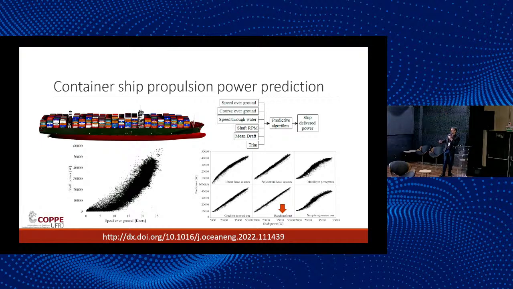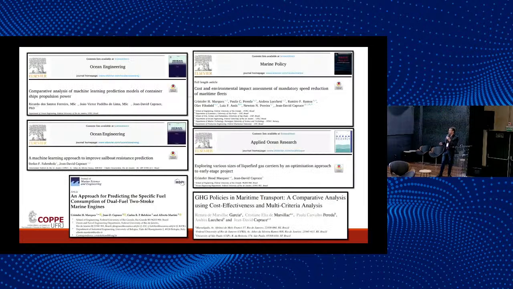It could be a container vessel, but it could also be a crude carrier if you want. Here I just put some of our research papers about that topic. Two of them are on the first one, and the last one is a preprint on the comparison of the effect of greenhouse gas policies developed by the IMO.